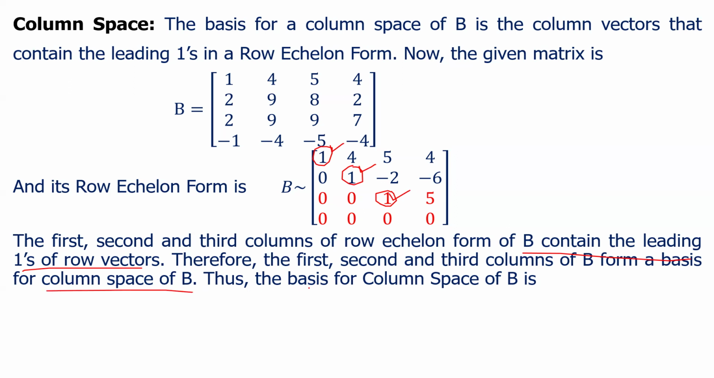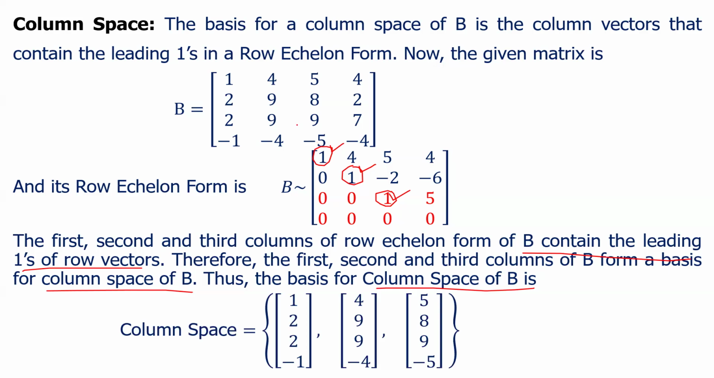Thus, the basis for column space of B is given by the corresponding columns: (1, 2, 2, -1). Similarly, for the second, (4, 9, 9, -4). And for the third, (5, 8, 9, -5). This is the column space.